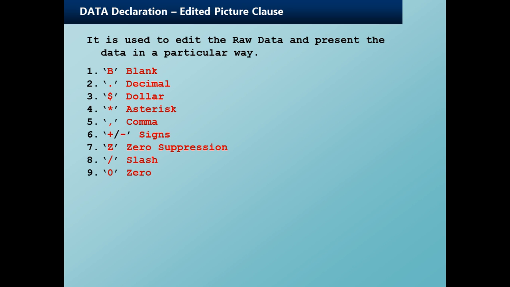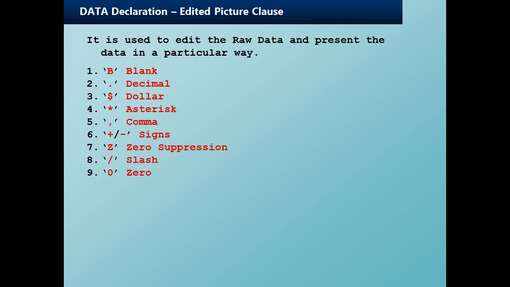Comma, for example, 5 lakh, you want to display as 5,00,000, then we use the numerically edited clause comma. Plus or minus symbol, when we want to explicitly put plus or minus in front of a numeric digit, especially in accounting and financial, this holds a lot of significance. Plus or minus is put in front of a numerically edited data item.